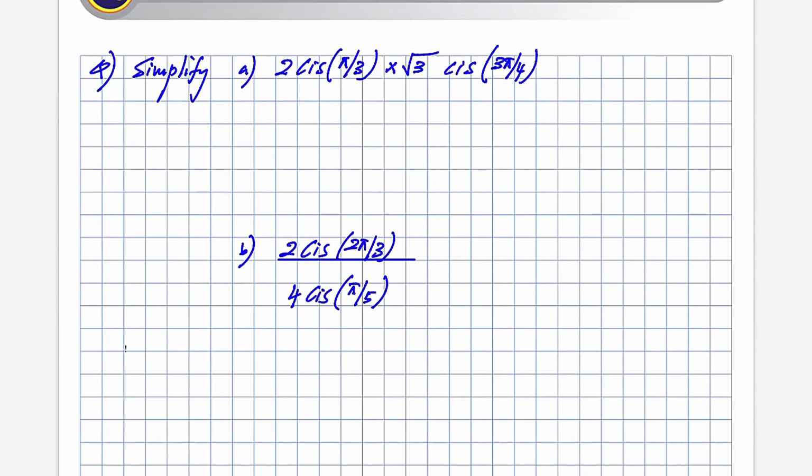Yeah, do this one. So this is going to be 2 square root 3 cis pi divided by 3 plus 3 pi divided by 4. How much is the angle now? 2 square root 3. Simplify this for me. 13 pi over.